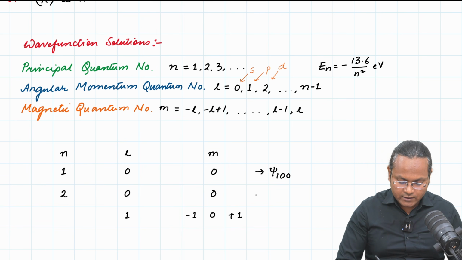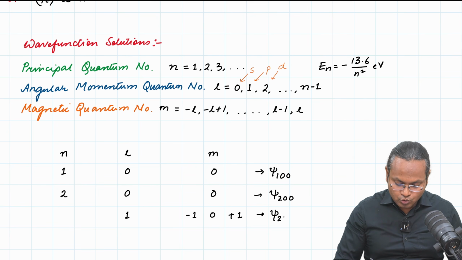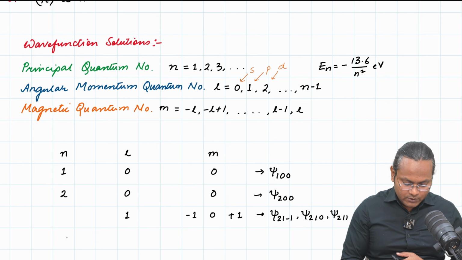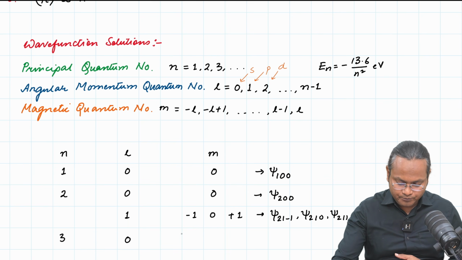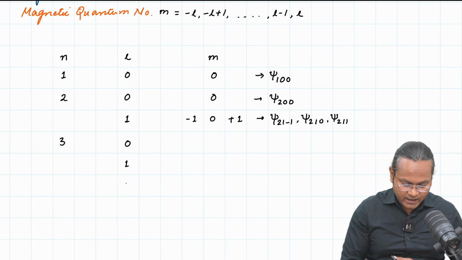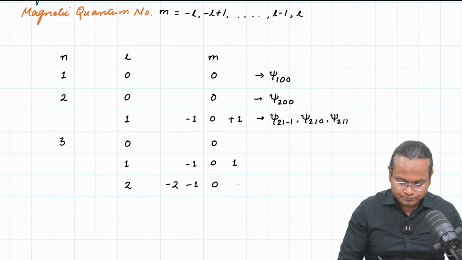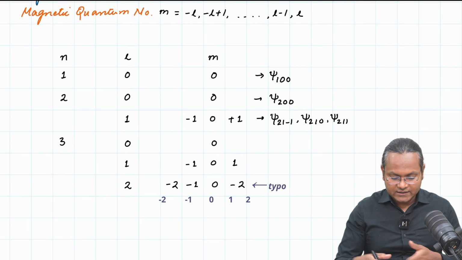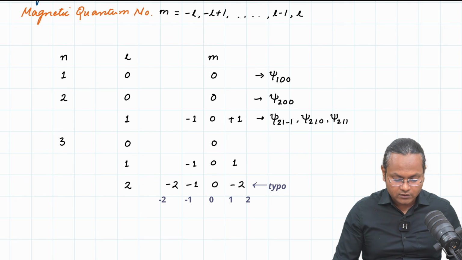So you can have here psi 2, 0, 0. And here you can have psi 2, 1, minus 1, psi 2, 1, 0, and psi 2, 1, 1. For n equal to 3, you will have L equal to 0, 1, and 2, and the corresponding M values are something like this. So again, you can get the wave functions according to this.